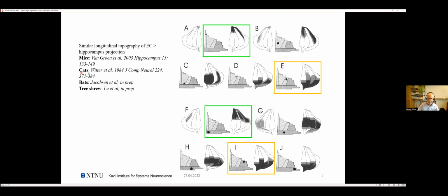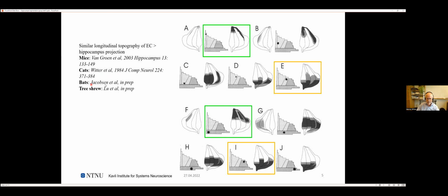This has been shown in cats. This was actually the first paper that was ever published emphasizing this longitudinal component, although I have to say that Lynn Liddell had a paper in 1978, I think, where he hinted towards a similar organization that was completely ignored in the literature.